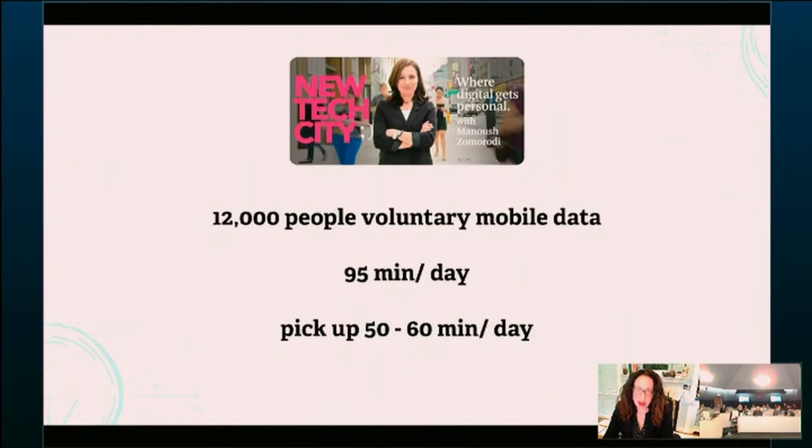So there's a great podcast produced by WNYC, which is a public radio station in New York, and it's called New Tech City. And they asked their listeners to voluntarily contribute their mobile data. So about 12,000 people uploaded their data, and they ran some numbers to see what people were doing with their phones. It turns out most of that audience, which to be fair is limited and very specific, so it's not a great scientific study, is on their phone about 95 minutes a day, and they pick up their phones an average of 50 to 60 times per day.